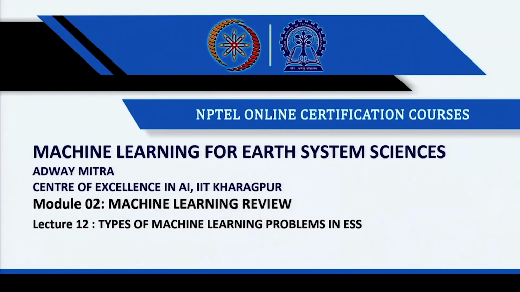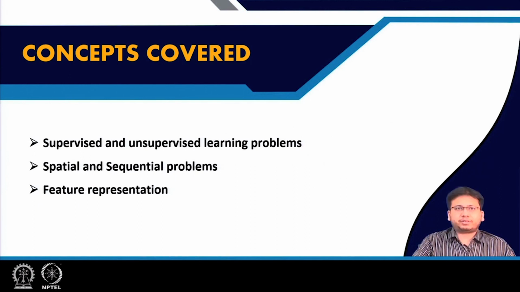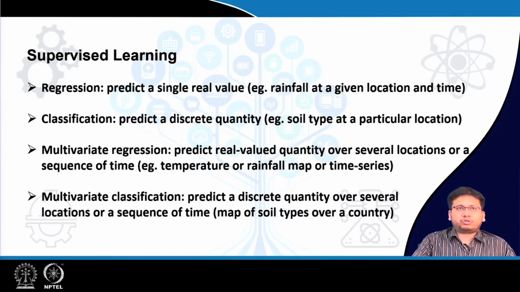Hello everyone, welcome to lecture 12 of this new course on machine learning for earth system science. Right now we are in module 2, which is on review of the machine learning techniques which will be suitable for this course. Today we are going to talk about the different types of machine learning problems in earth system sciences. The concepts which we will cover today are supervised and unsupervised learning problems, the spatial and sequential problems, and feature representations.